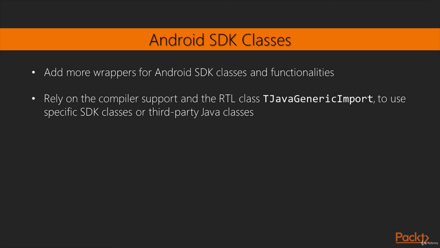As time goes by, Embarcadero will add more and more wrappers for the Android SDK classes and functionalities. But until then, if you need to use specific SDK classes or third-party Java classes that will require a bit of work to be packaged in the generated APK, you can rely on the compiler support and the RTL class TJavaGenericImport to declare and use it.